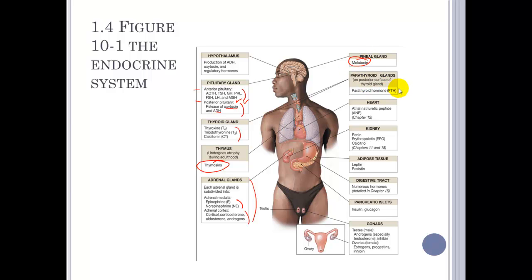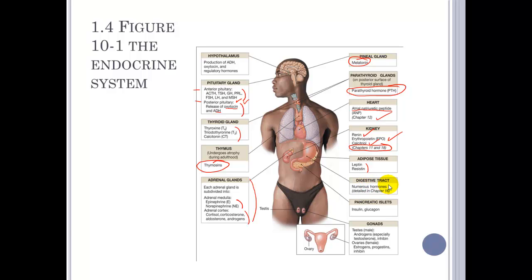Parathyroid glands, also the opposite control of calcium. The heart responds to 2, and we'll talk about this more in chapter 12, which is atrial natriuretic peptide. Kidneys respond to renin, EPO or erythropoietin, and calcitriol. Chapters 11 and 18 we'll talk more about calcitriol and how the kidneys function. EPO excites, we'll also talk about that in chapter 11. EPO excites the production of red blood cells. Adipose tissue, leptin, and resistin. This adjusts the way we metabolize fat.